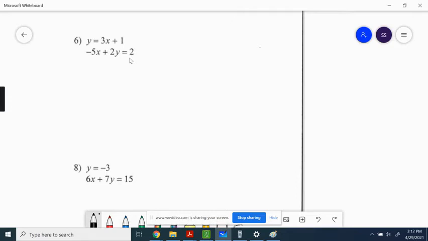So again, we have y already solved for, so I'm going to take this expression, 3x plus 1, and plug it in for this y. So I'm going to take that whole bottom equation and just rewrite it. Negative 5x plus 2 times y, but I'm not going to write the y. I'm going to write the expression that y is equivalent to. And now I'm only dealing with x, so I can isolate it and solve. So start by distributing this 2. 2 times 3x is 6x. 2 times 1 is 2.